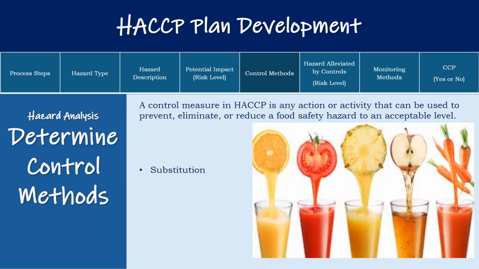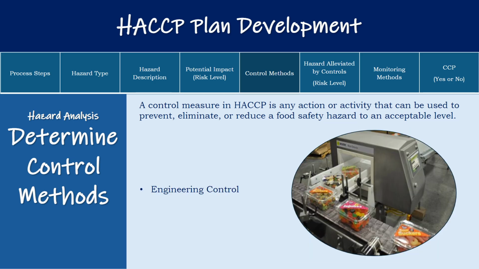Substitution means changing out a material or process to replace the hazard with one with a lower likelihood or consequence. An example would be using a different ingredient or changing a supplier to one with a better reputation for quality. Engineering controls reduce exposure by preventing hazards from making it to the finished product that will be provided to consumers.